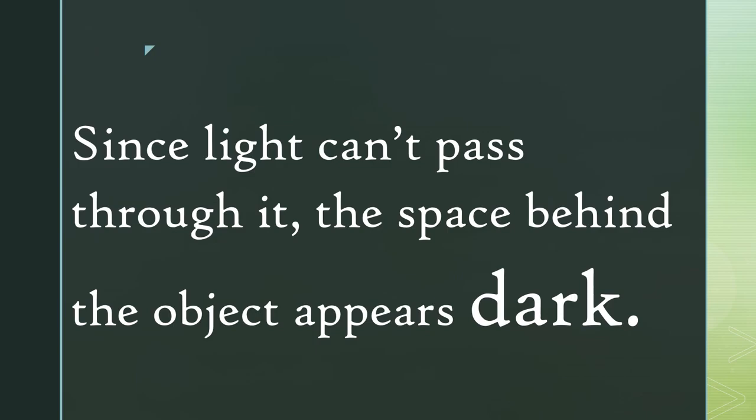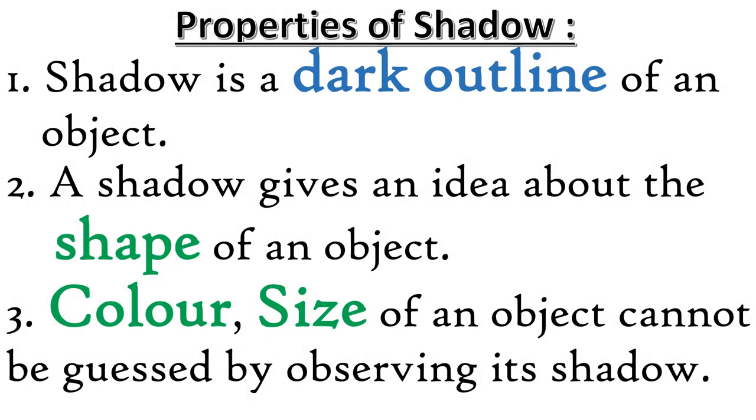Since light cannot pass through it, it means it is an opaque object, and the space behind the object appears dark. Now, let's have a look at some of the properties of shadow. These properties will help us in identifying and knowing a bit more about shadow.